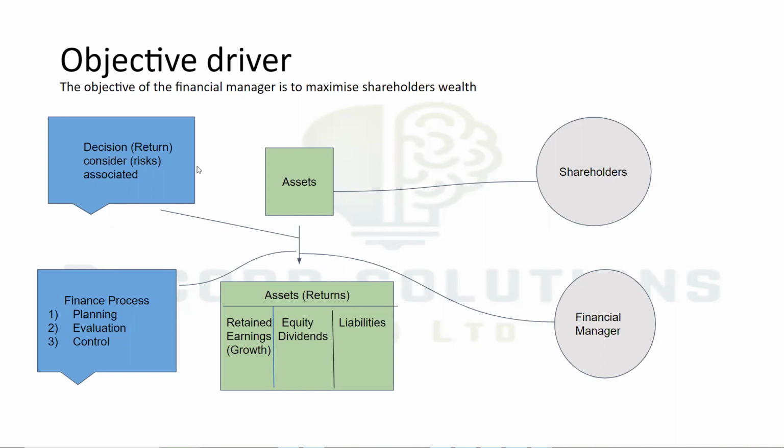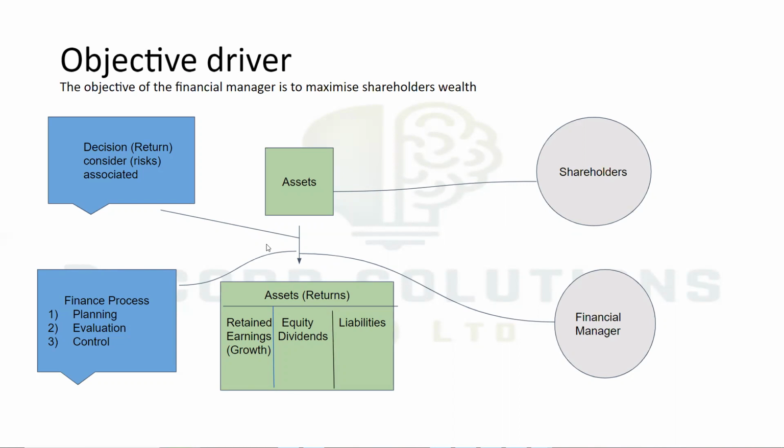So this creates value, right? You take a decision, and that decision has some risk associated with it. If you consider those risks, then definitely you'll get your return, or a high return. And now we go to the finance process. I call it the finance process.